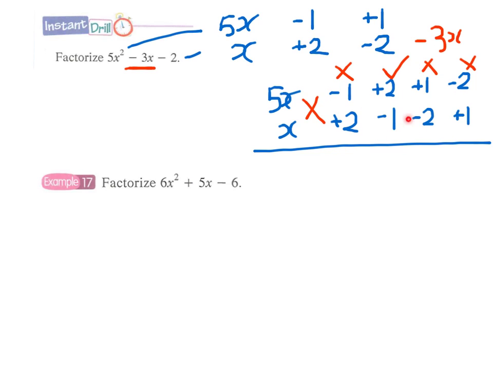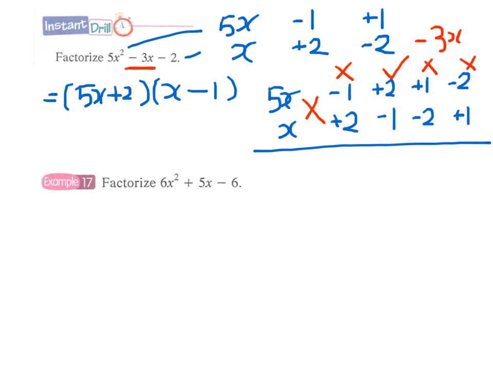And for the third group and fourth group, they all do not work, and therefore the answer will be 5x plus 2 multiplied by x minus 1. Again, we have to check our answer. 5x times x giving 5x squared, plus 2 minus 1 giving minus 2, and then plus 2x minus 5x giving minus 3x. And therefore, we are quite sure that we have the correct answer.